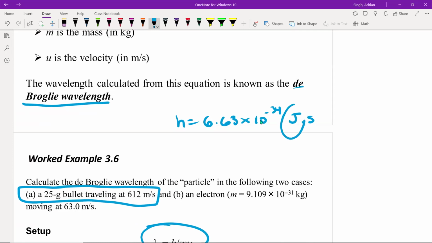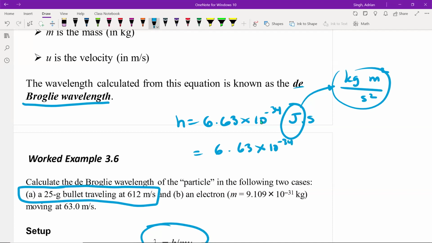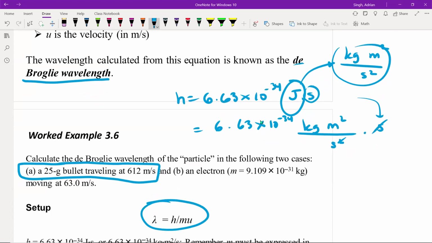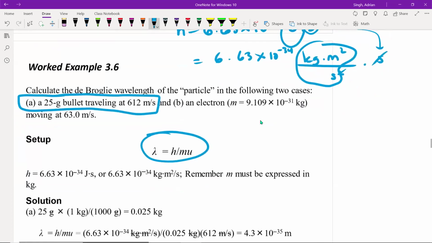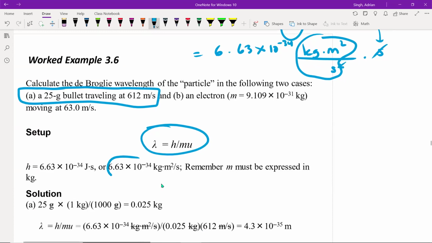If you recall from earlier on, the joule is the same as kilogram meters squared per second squared. Okay, so if we substitute that in where we see joules, this would be 6.63 times 10 to the negative 34 kilogram meter squared per second squared, and now times the second. So what happens? The seconds cancel. So we end up with the units of Planck's constant being 6.63 times 10 to the negative 34 kilogram meter squared per second. Okay, and we want to use that unit because we have kilograms in our mass, so we want to make sure that we use the correct unit.